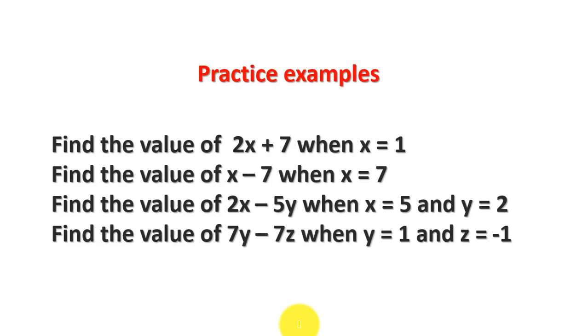Listen to that model and do the practice examples here, what I have given here. Find the value of 2x plus 7 when x equal to 1. Find the value of x minus 7 when x equal to 7. Find the value of 2x minus 5y when x equal to 5 and y equal to 2. Find the value of 7y minus 7z when y equal to 1 and z equal to minus 1.